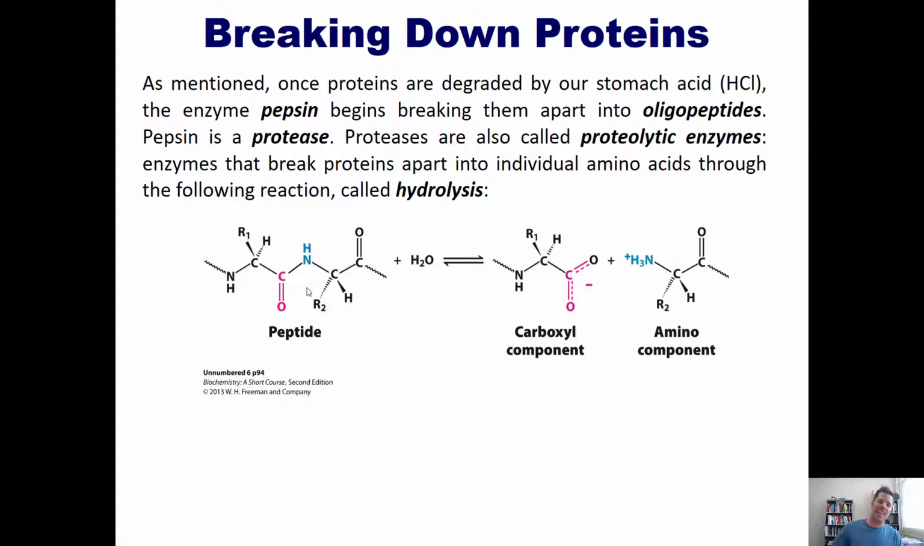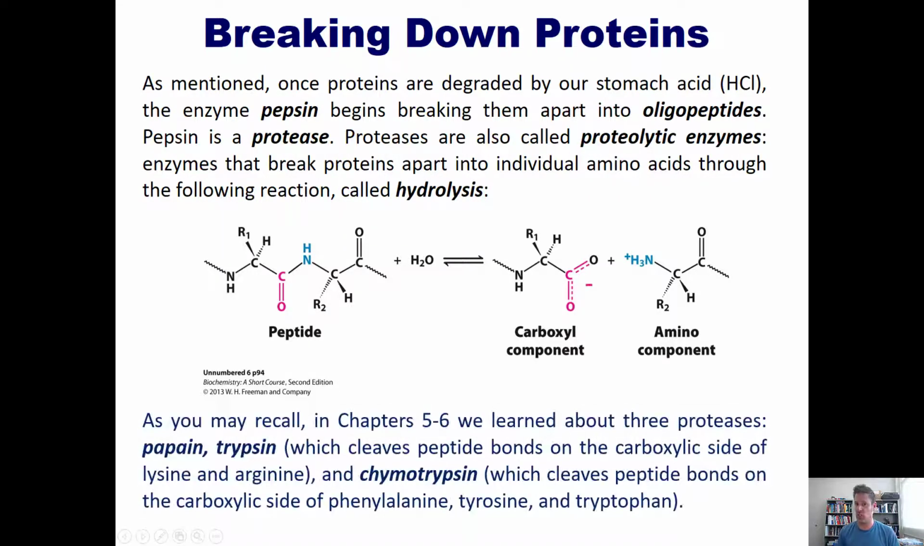As pepsin catalyzes this reaction in many, many different locations across a protein, it breaks it down into smaller and smaller individual peptides, also called oligopeptides. Make sense? Good. As you may recall, back in chapters 5 and 6, we learned about 3 proteases: papain, trypsin, which cleaves peptide bonds on the carboxylic acid side of lysine and arginine, and chymotrypsin, which cleaves peptide bonds on the carboxylic acid side of phenylalanine, tyrosine, and tryptophan.